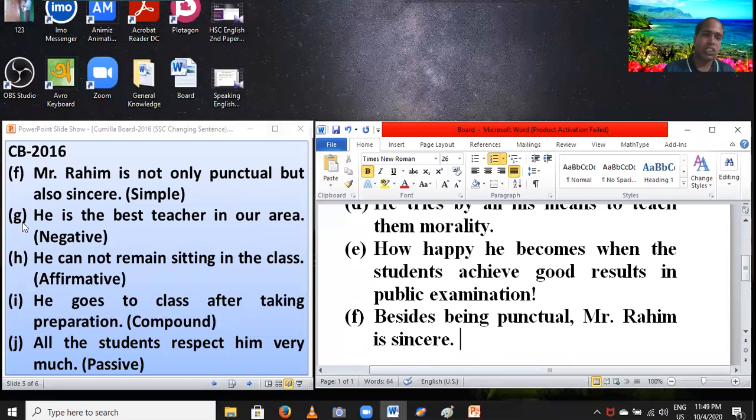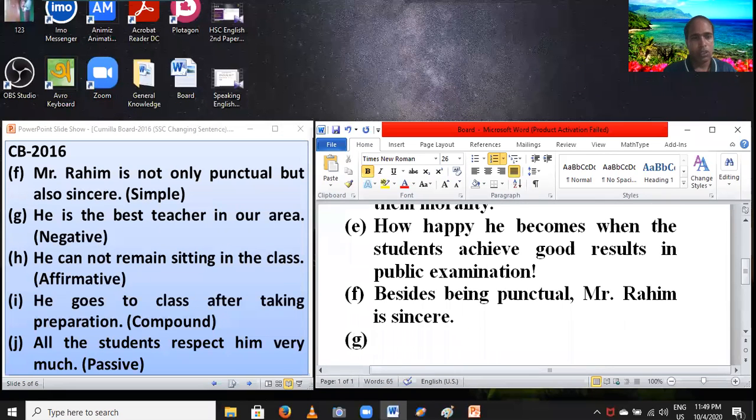Question G. He is the best teacher in our area. Negative. Dear students, you have to change into negative by using the formula. By using the formula: No other plus dot dot plus S, S plus adjective 1 plus S.